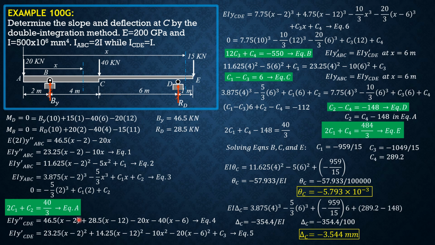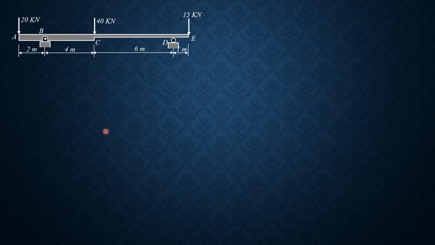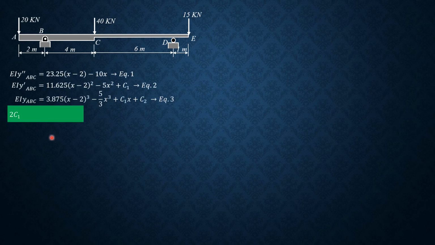We'll establish the equation for CDE by making a section here. Then we will involve RD and 15 on the next slide. So we retain the differential equations for ABC. Then we will have a separate differential equation for CDE, another technique. So this was the established equation for ABC, and we also established this boundary condition when x is 2.